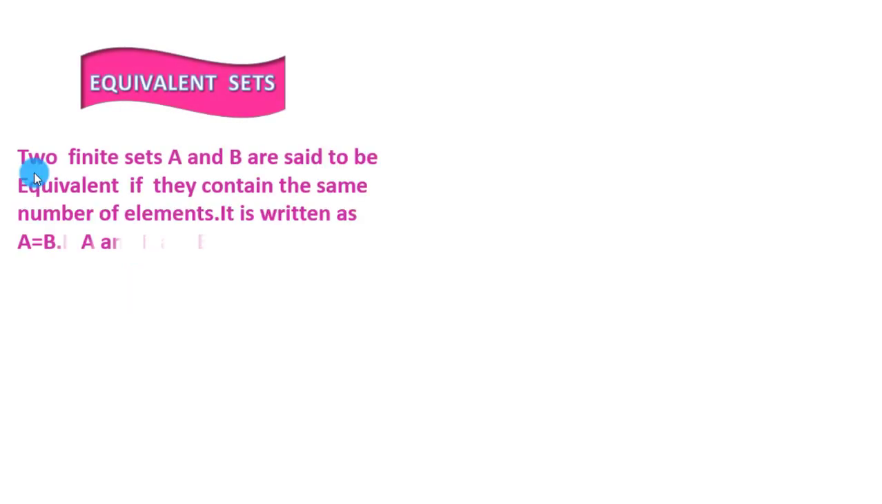Next one is equivalent set. Two finite sets A and B are said to be equivalent if they contain the same number of elements. It is written as A ~ B. If A and B are equivalent sets, then n(A) equal to n(B). That is, if A and B are finite sets and the number of elements in the sets is the same, then we call it an equivalent set.